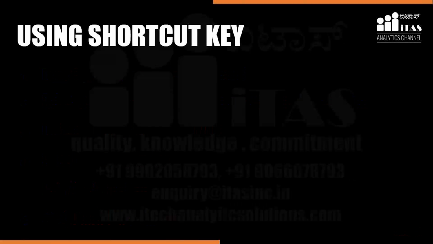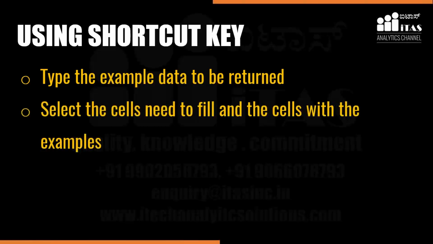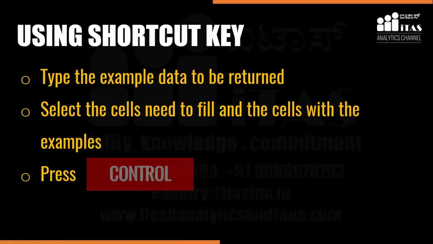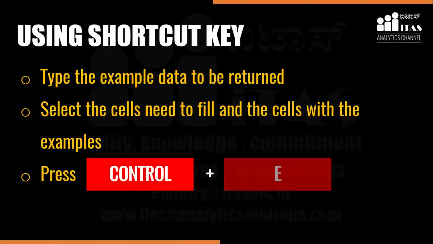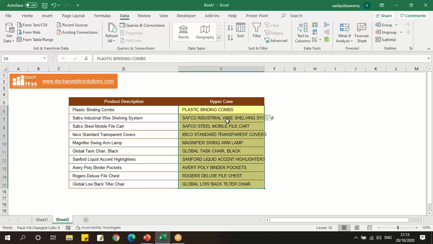Another option is by using a shortcut key. Type the example data to be returned. Select the cells that need to be filled and the cells with the examples. We can press Ctrl plus E. Let's select this, and if we press Ctrl E, we'll get the result.